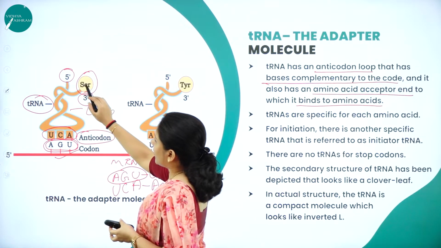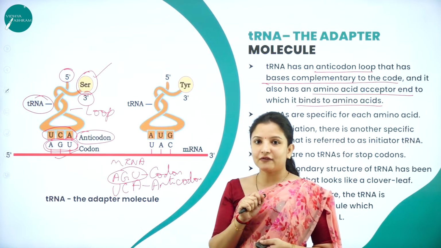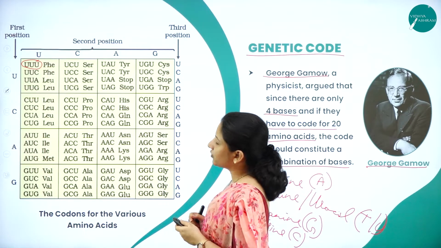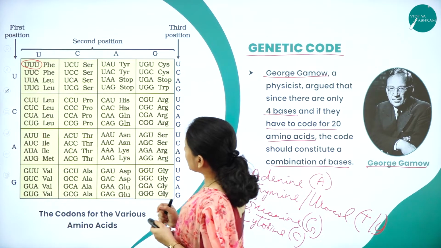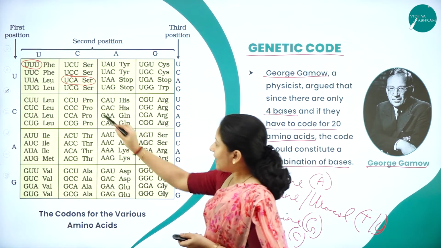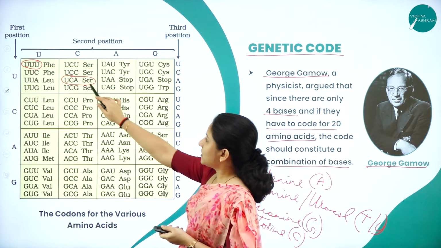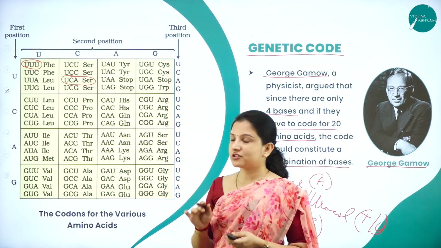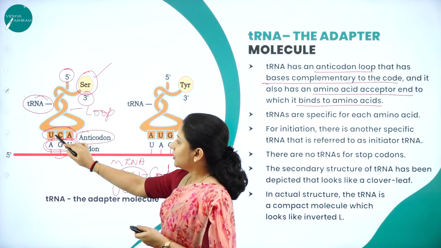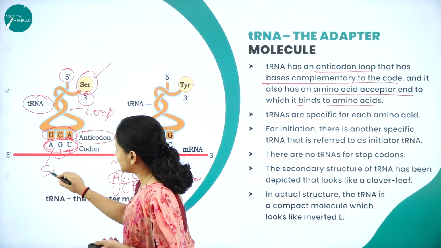Therefore, what amino acid is it carrying? Serine, right? So does UCA stand for serine? We shall look into it. I'll just go back and show you in the genetic code. It was UCA, right? Yes, can you see here? UCA stands for serine. So that particular tRNA carrying the anticodon UCA, which codes for serine, will come and bind here. Now the AGU code on the mRNA has been read as serine.